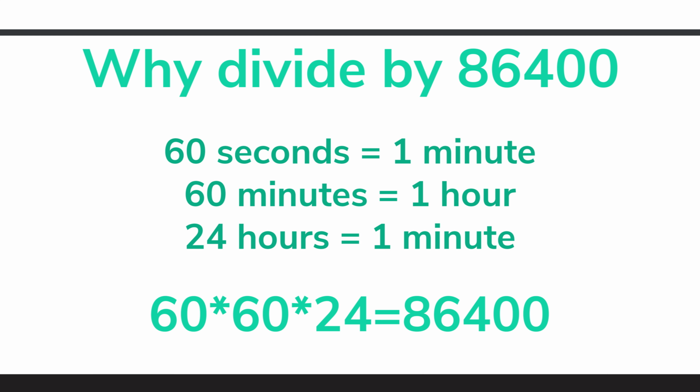To convert any number to days, you need to divide the number by 86,400. Remember, 60 seconds makes 1 minute, 60 minutes makes 1 hour, 24 hours makes 1 day. 60 multiplied by 60 multiplied by 24 equals 86,400. Let me show you how.